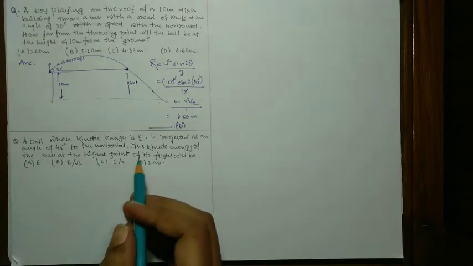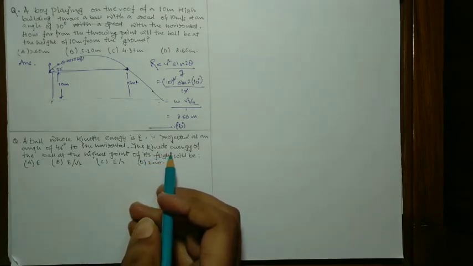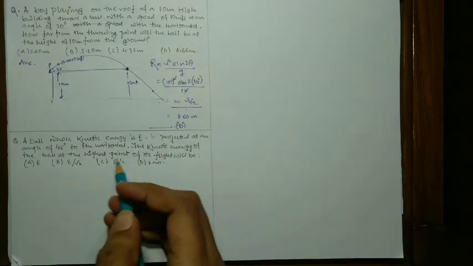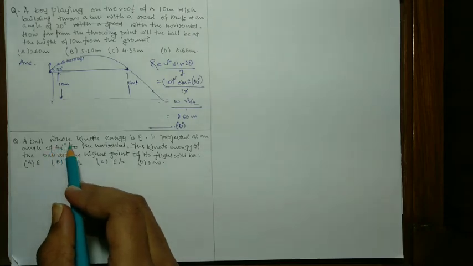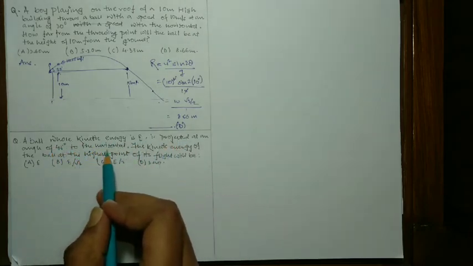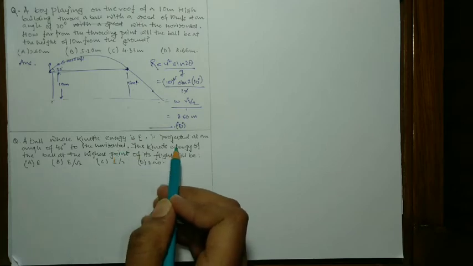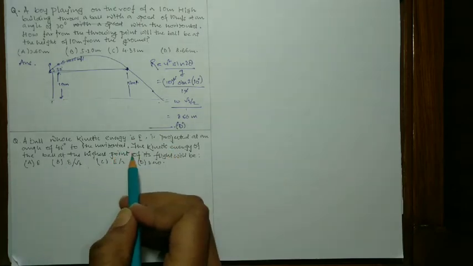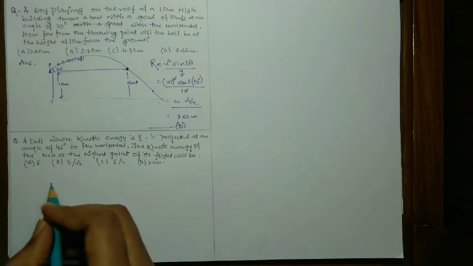Now let's see the second question, which came up in 2002 JEE, from the section motion in 2D, right? The question reads: a ball whose kinetic energy is E is projected at an angle of 45 degree to the horizontal. The kinetic energy of the ball at the highest point of the flight will be, right?